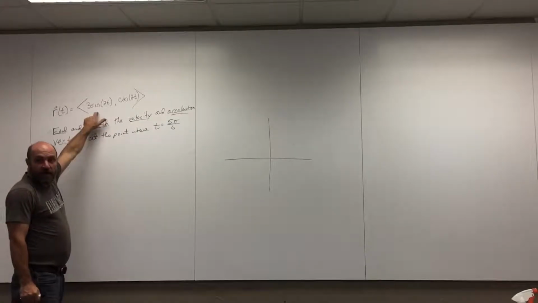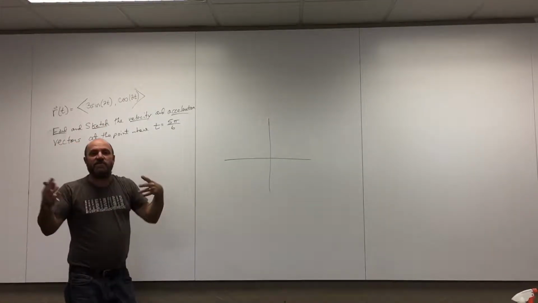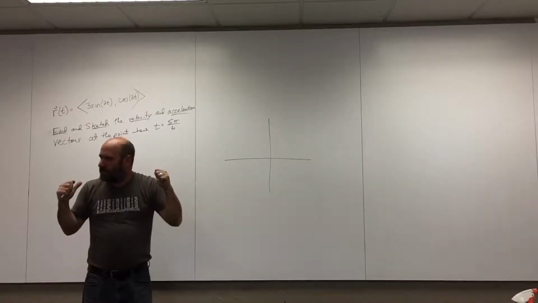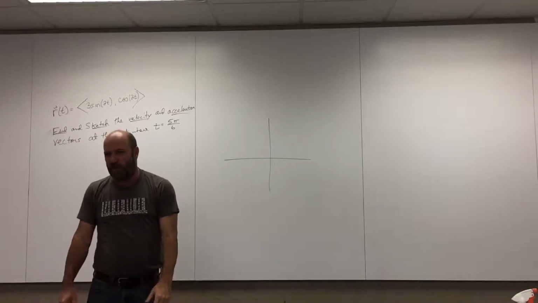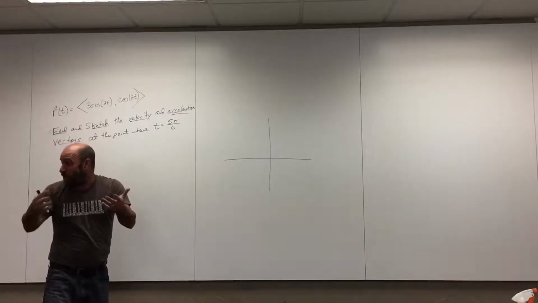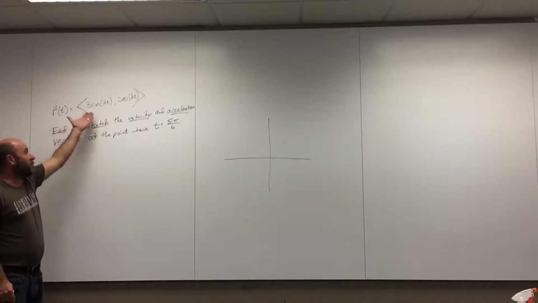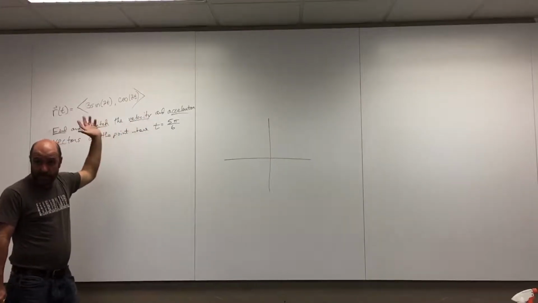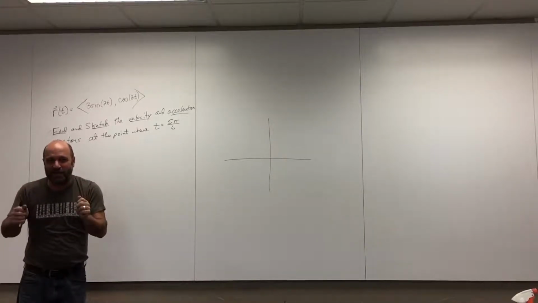One thing the book does is ask you about the domain of these things right off the bat in 12.1. They ask about the domain of these vector valued functions. The domain is the t values you get to plug in. What are the t values you get to plug into a function like this? All real numbers. Anything you want. You can plug anything you want into sine and cosine.